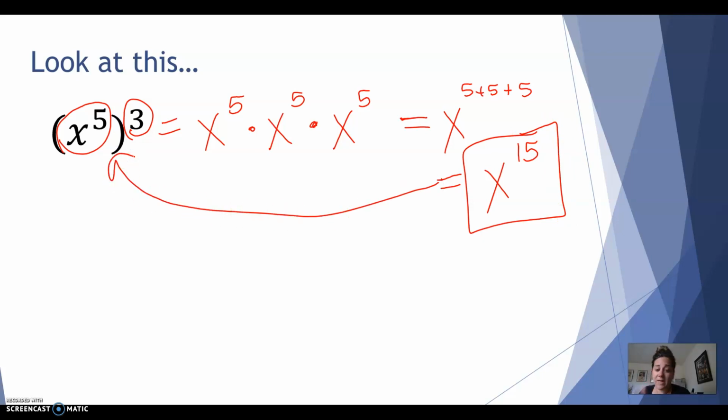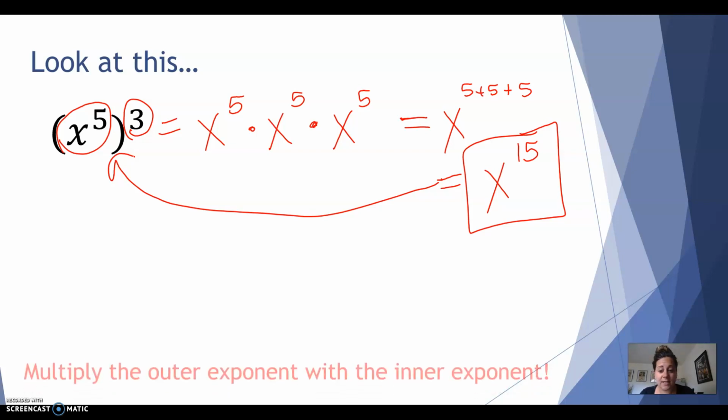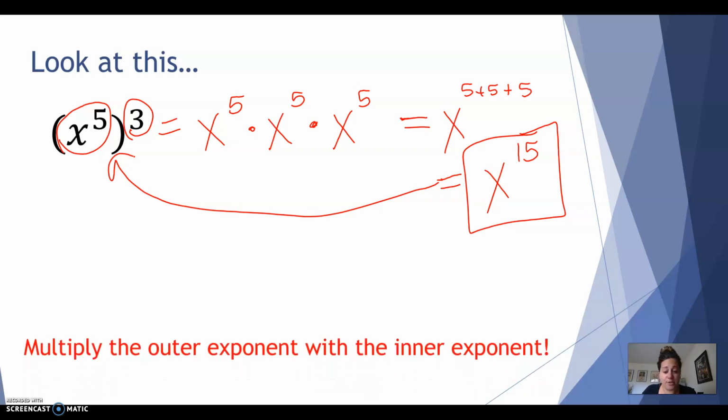Now that's not a lot of work, but there has to be an easier way to do that without showing any work. Well, let's think. I'll give you a second to think about this. How in the world could you get that 15? Hopefully you thought about it, and looks like you multiply the outer exponent with the inner exponent.